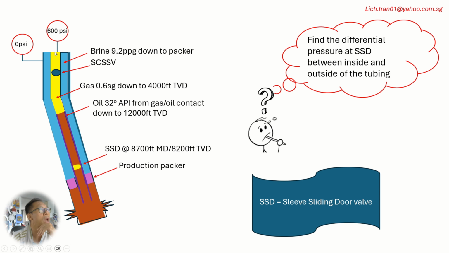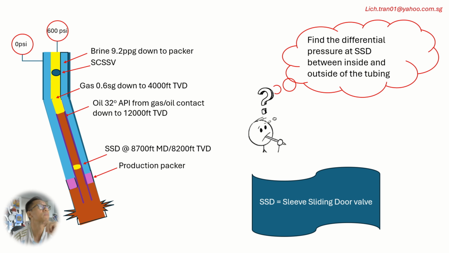So we have a gas cap from the wellhead down to 4,000 feet TVD. From there downward you have oil. So that's the gas oil contact depth, 4,000 feet TVD. The bottom of the well is 12,000 feet TVD. So the gas has a density of 0.6 SG and the oil has a density of 32 degree API.